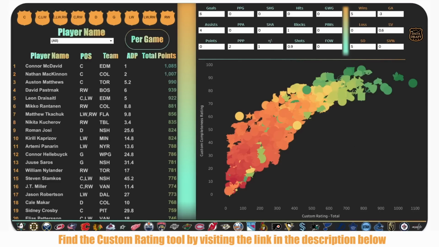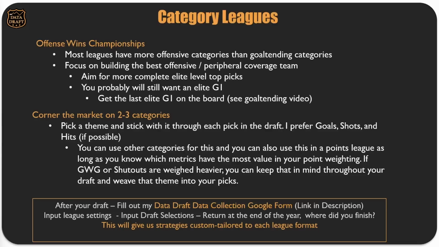But what if you're in a categories league? For most categories leagues, offense wins championships. Most of these leagues have more offensive categories or peripheral categories than goaltending ones. And that means that you should focus on building the best offensive peripheral coverage team and kind of fade the rest. So aim for more complete elite top level picks, guys like Brady Tkachuk, Matthew Tkachuk, guys who hit and block shots. JT Miller is an excellent category coverage player that you can find earlier in your draft.